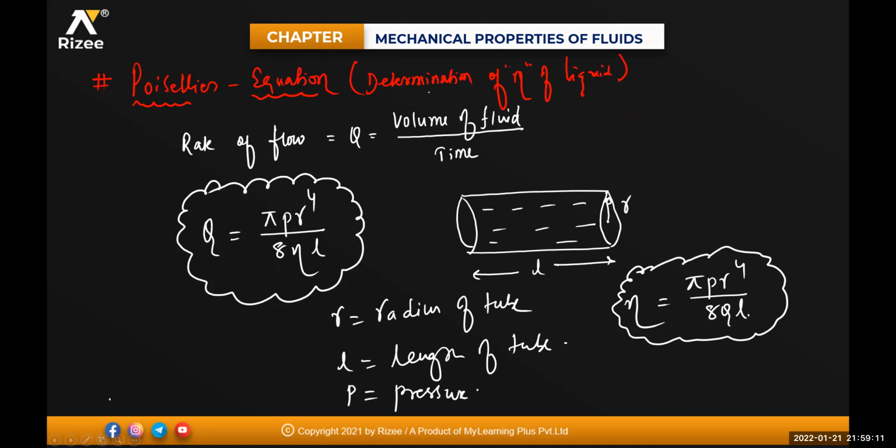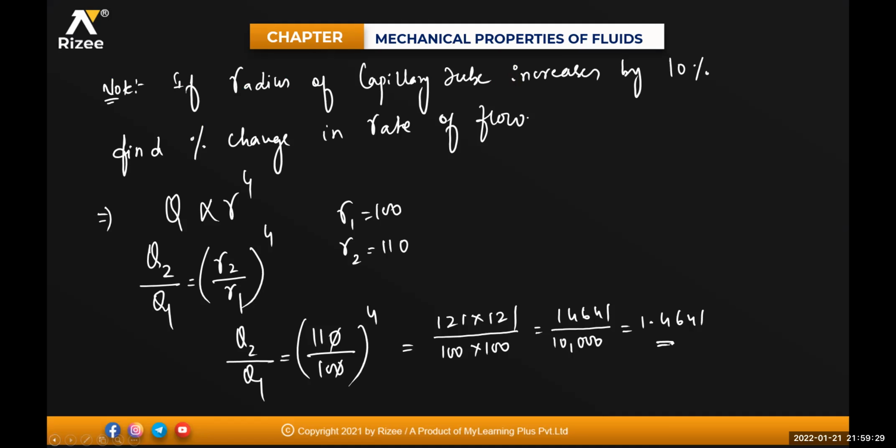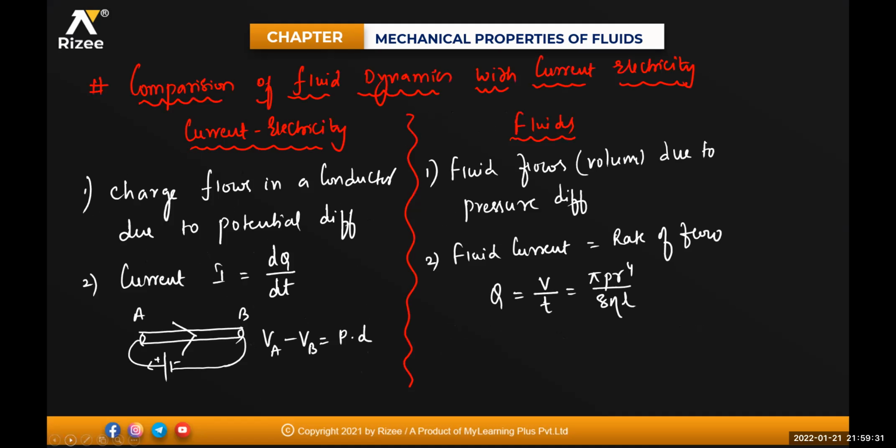And the next one is Poiseuille's equation. It is used for the determination of the coefficient of viscosity of a liquid. The rate of flow is given by the formula volume of the fluid divided by time. So Q is equal to pi P r to the power of 4 divided by 8 neta into L. R is the radius of the tube, L is the length of the tube, and P is the pressure. Okay. Then this is one small problem I have taken. You just do it out.